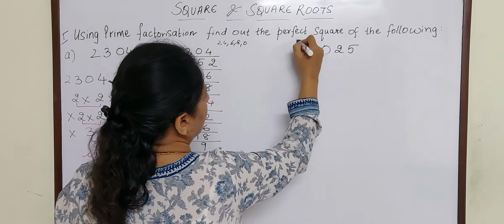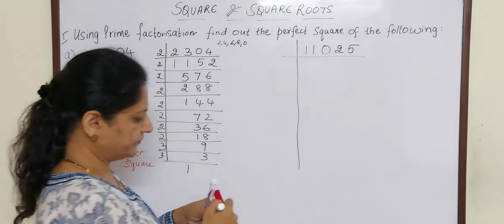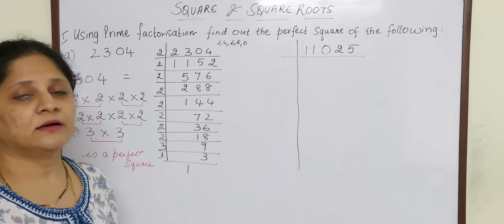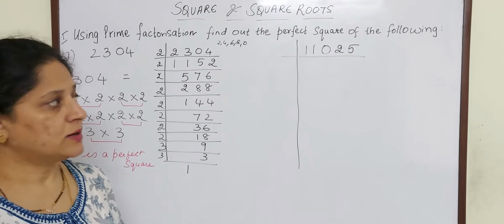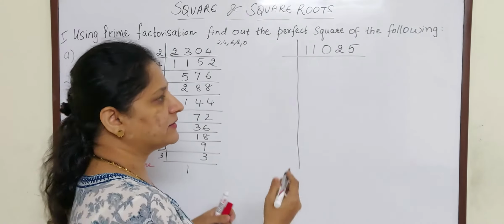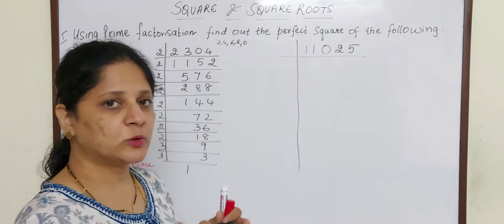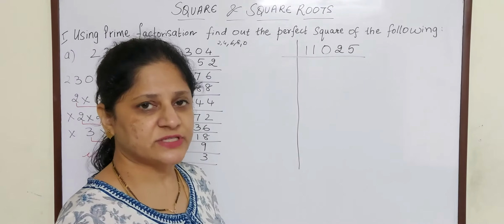Now 11,025. If you see 11,025, in the ones place it is not 2, 4, 6, 8 or 0, but it is 5. So you will think, let us go straight to the 5 table. But we can go step by step. After 2, the prime factor 3 comes into existence. So let us see if this number is divisible by 3.